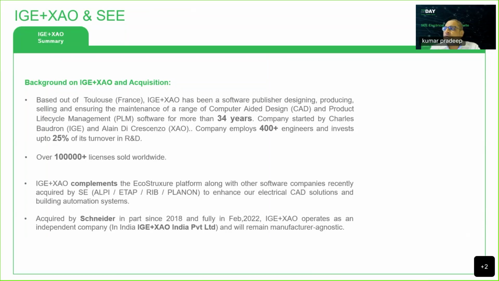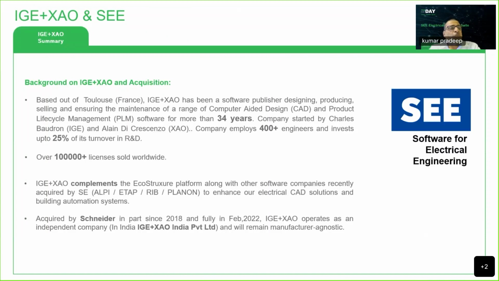We talk about connected products, the edge control layer, and apps and analytics. And now we add the software layer on top of it. The software layer, which is brought in by acquisitions of Schneider, the various companies being Alpi, ETAP, RIB, Planon, and IGE+XAO. So you will hear more and more Schneider talking about the software layer, which gets integrated into its overall EcoStruxure layer.